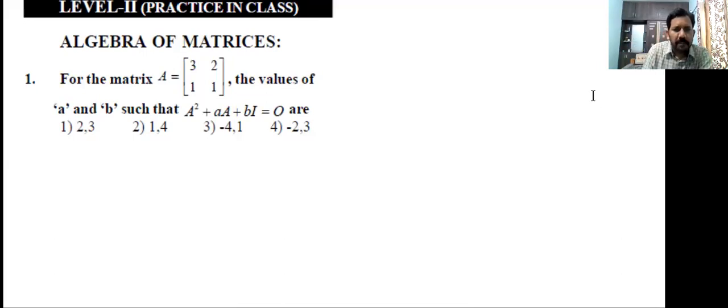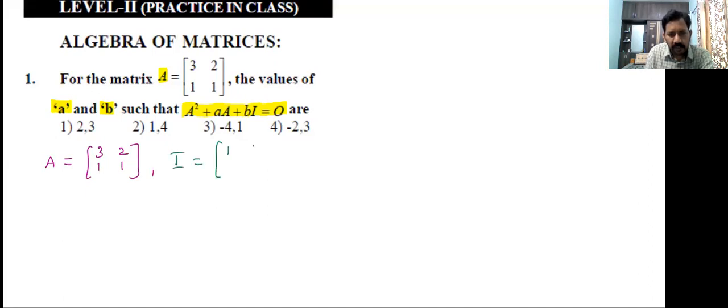Here, matrix A is given. The values of a and b such that A square plus a into capital A plus b into capital I is equal to 0. So here we already know the A matrix. What is the A matrix? 3, 2, 1, 1. And I means what? Identity matrix, the 2 by 2 identity matrix, that is 1, 0, 0, 1.